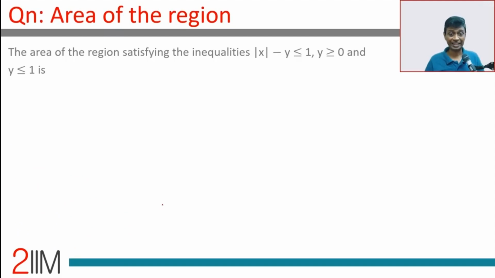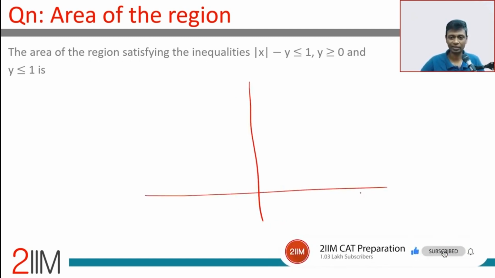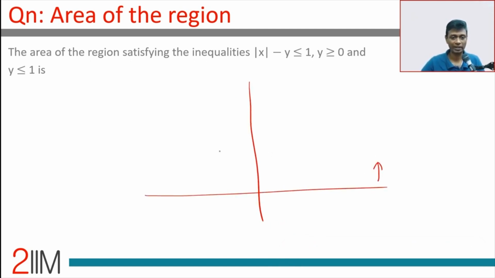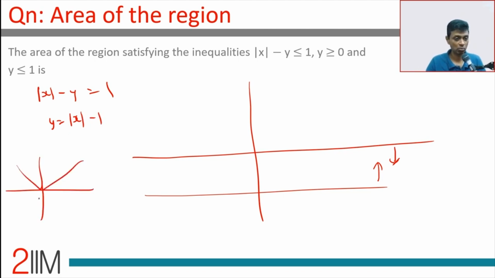The area of the region satisfying the inequalities mod x minus y less than or equal to 1, y greater than or equal to 0, y less than or equal to 1 is, beautiful. Let's draw this one. Y greater than or equal to 0, this is this. Y less than or equal to 1, y equal to 1 is this region. We're talking about this band. Mod x minus y less than or equal to 1. Okay, mod x minus y equal to 1, or y equals mod x minus 1. Now, y equal to mod x is a curve like this. Mod x minus 1 will be a curve like this. Shift it down by 1.